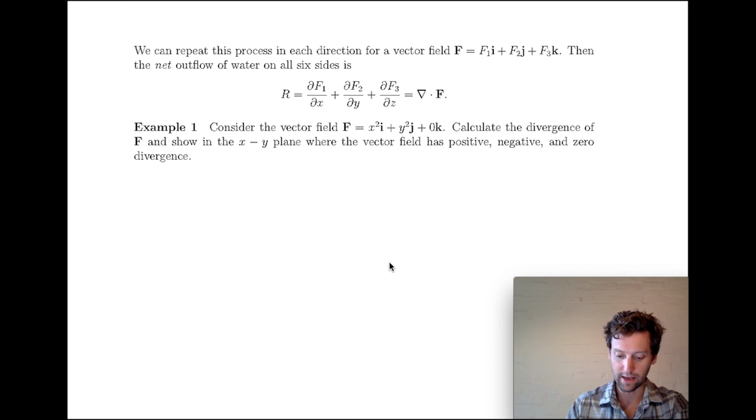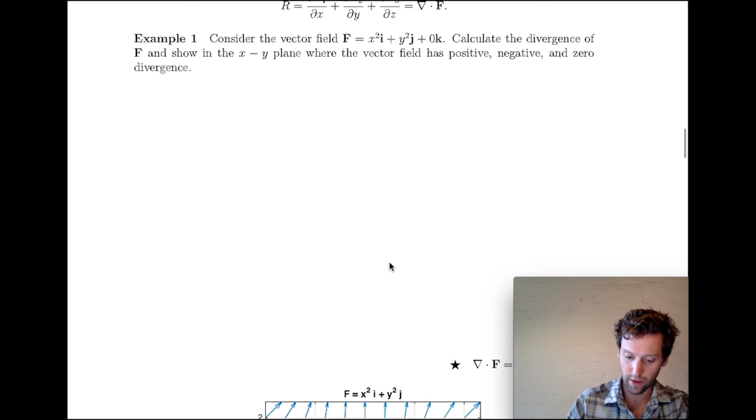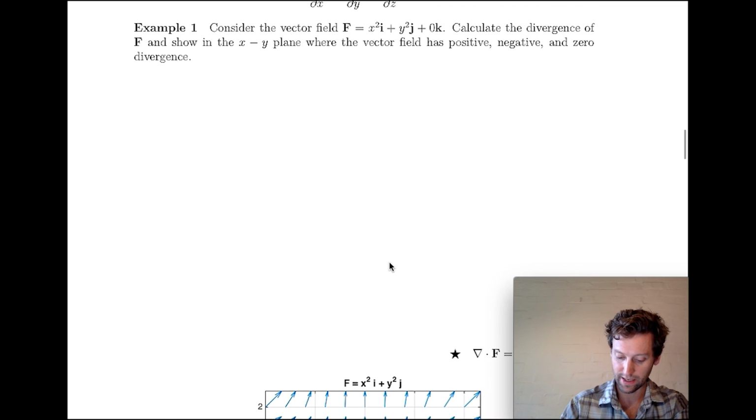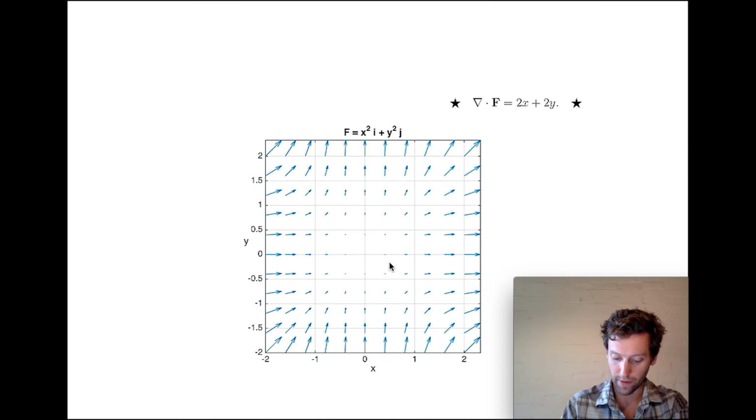Let's take a little example of that. So we've got a vector field F equals x squared i plus y squared j plus 0k. I've visualized it in this figure here, what that flow field looks like.